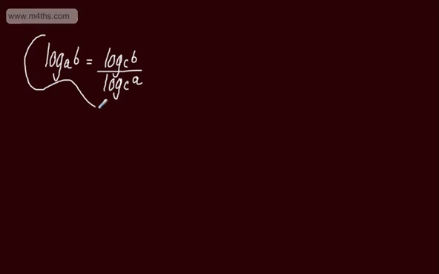So let's start off with the change of base formula. Log to the base a of b can be given as log to the base c of b divided by log to the base c of a. So this gives me my change of base formula. So we can see that the base has changed from a to c. We still have this quantity b in the numerator, and then in the denominator we have the old base a.